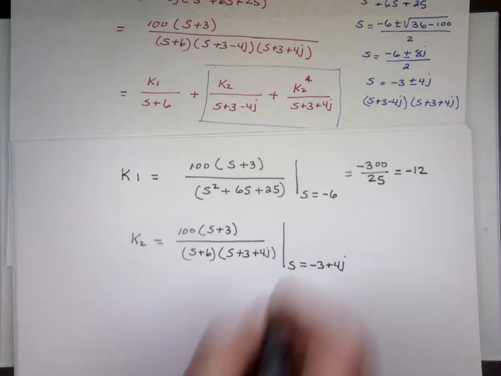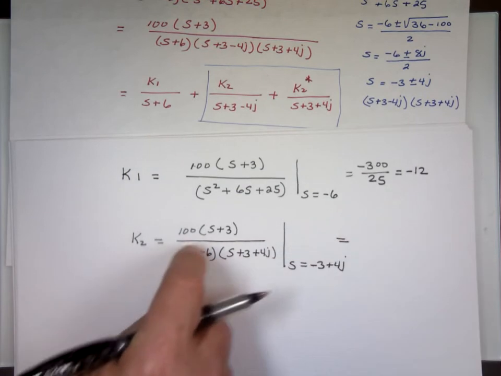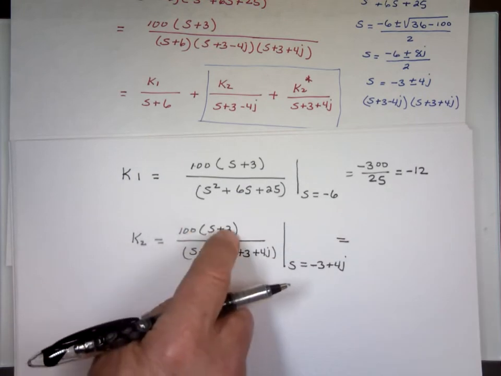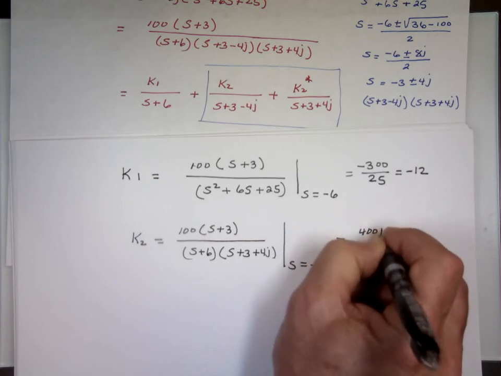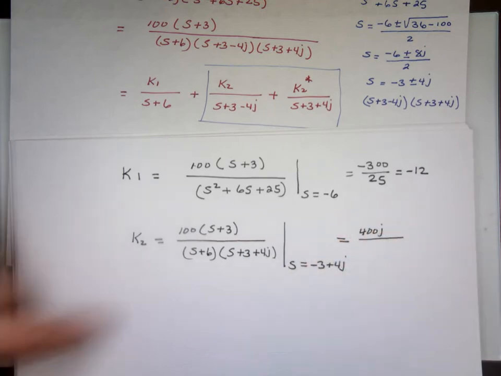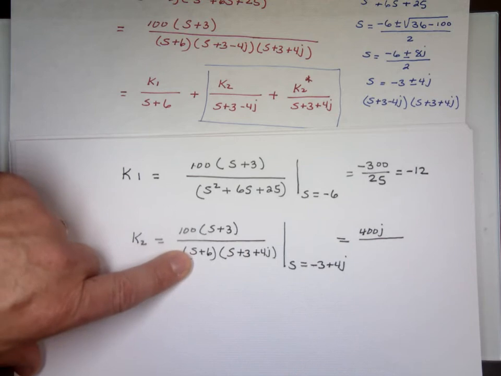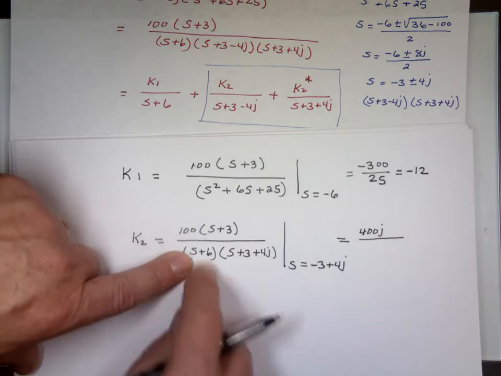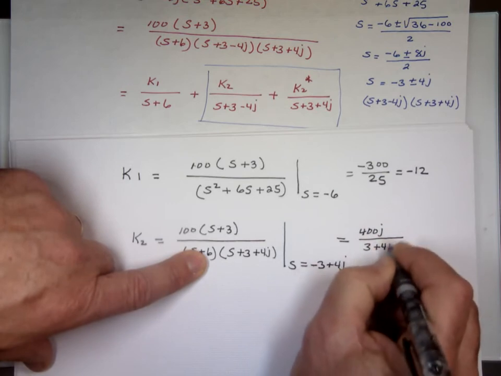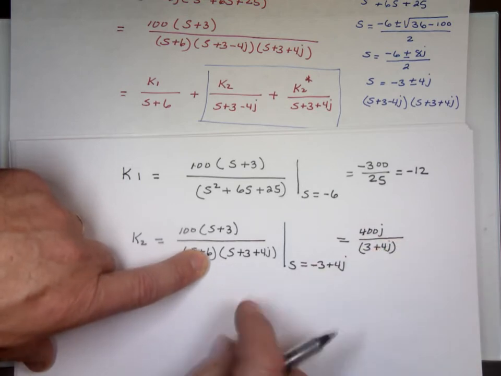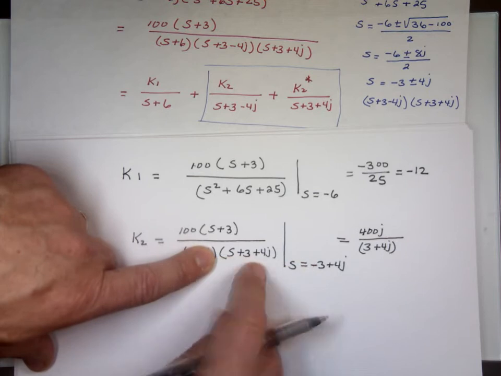Plug it in. Negative 3 cancels the plus 3. That's plus 4j times 100. 400j over negative 3 plus 6. That becomes 3 plus 4j. And when S equals negative 3 plus 4j, that's 8j.